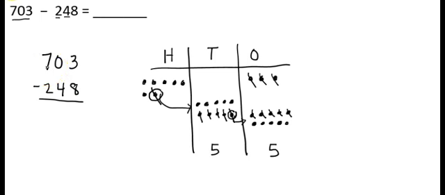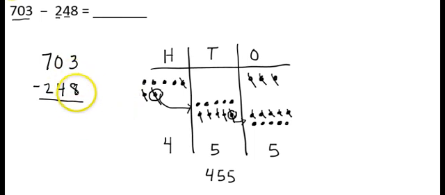And finally, I need to subtract 2 from my hundreds column. I'll cross off 2 more disks, and that leaves me with 4 disks, for a final answer of 455. Now let's show that over on the vertical format here.